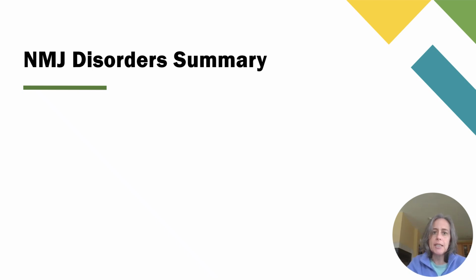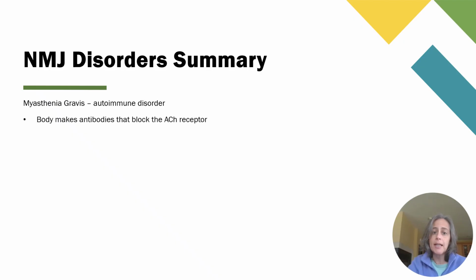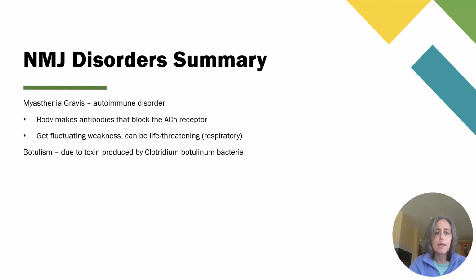So in summary, disorders that affect the neuromuscular junction. Myasthenia gravis, which is the autoimmune disorder where the antibodies block the acetylcholine receptor, so the muscles can't get the signal. They can get fluctuating weakness, and it can be life-threatening if it affects the diaphragm.